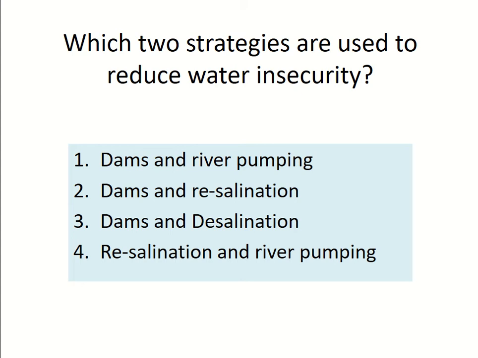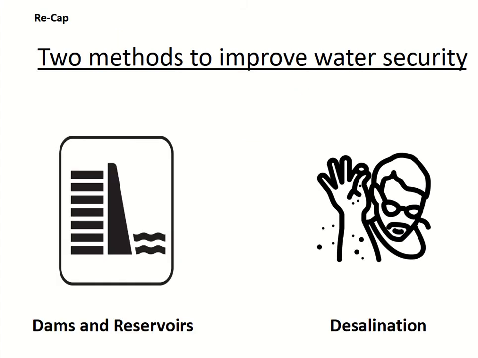Okay. Hopefully you will have gone for option number 3, dams and desalination. And if you recall, in the last lesson we looked in some detail at these 2 methods. So the idea of a dam was that it blocked the flow of the water to create a reservoir behind it, which then allows us to store up our water and manage the flow of rivers as well.